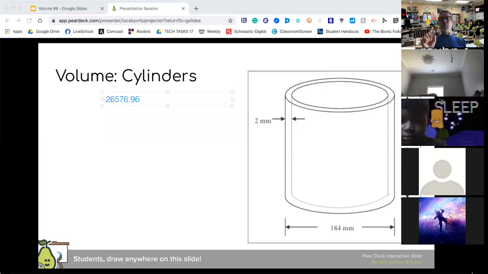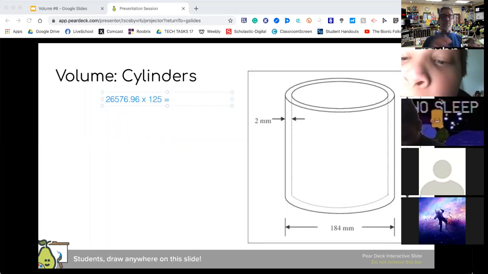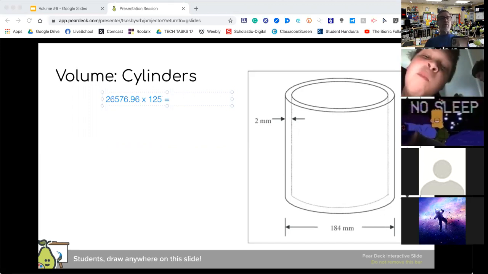You're going to get problems with bigger numbers you have to deal with like this. They're not going to have a unit on decimals and all the algorithms. They're going to be giving you problems where you have to do that in the problem. So be sure that you're paying attention to your arithmetic, okay? Now, what did I do with that 26,576.96 number? I multiplied it times 125. So let me give you a second to draw on your slide and tell me what the volume would be.